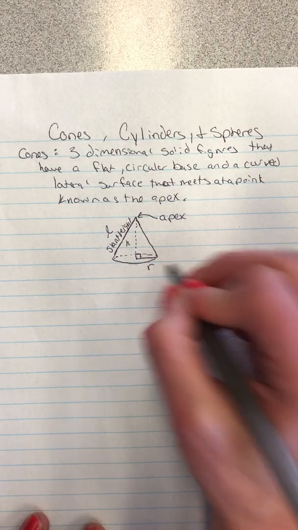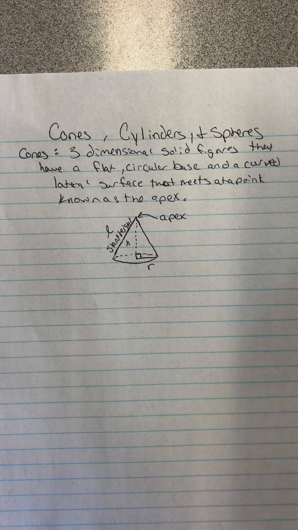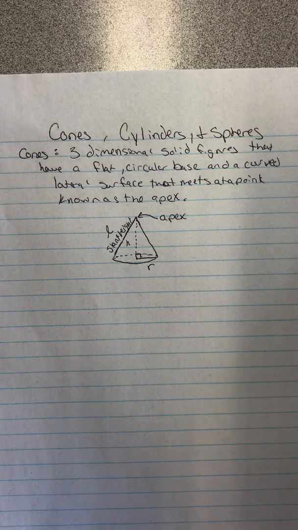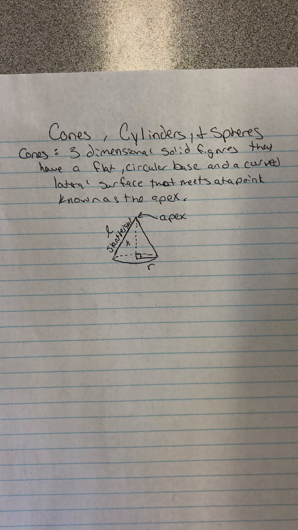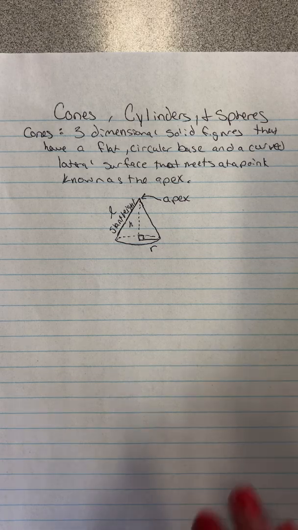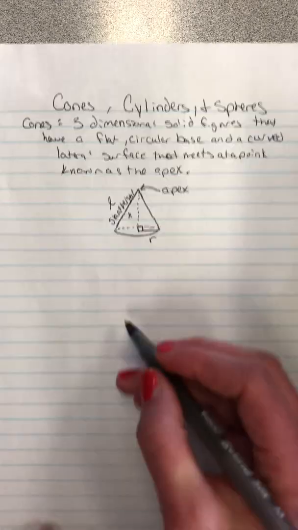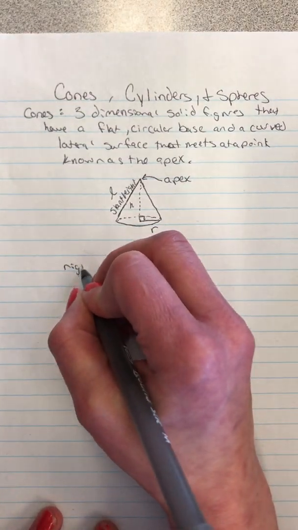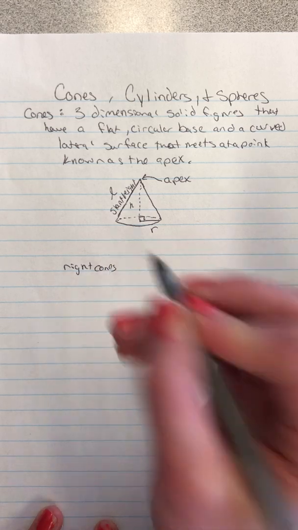We also need to know the radius. So basically you need the height, the slant height, and the radius. But for surface area, you just need the radius and the slant height. There are more than one type of cone. We're going to talk about two of them, but mainly right cones. So let's talk about right cones.